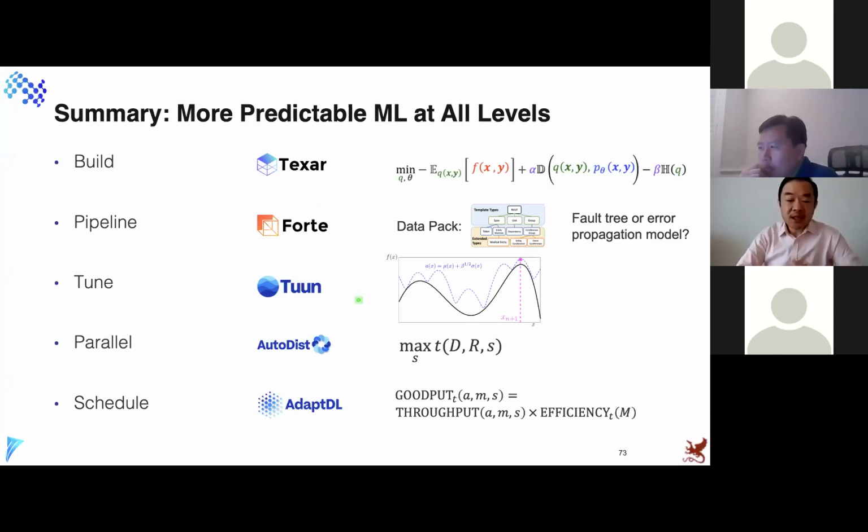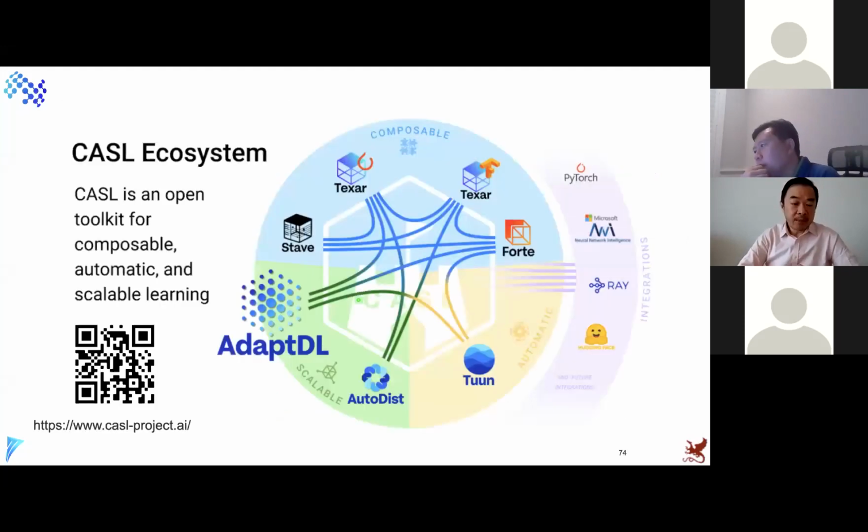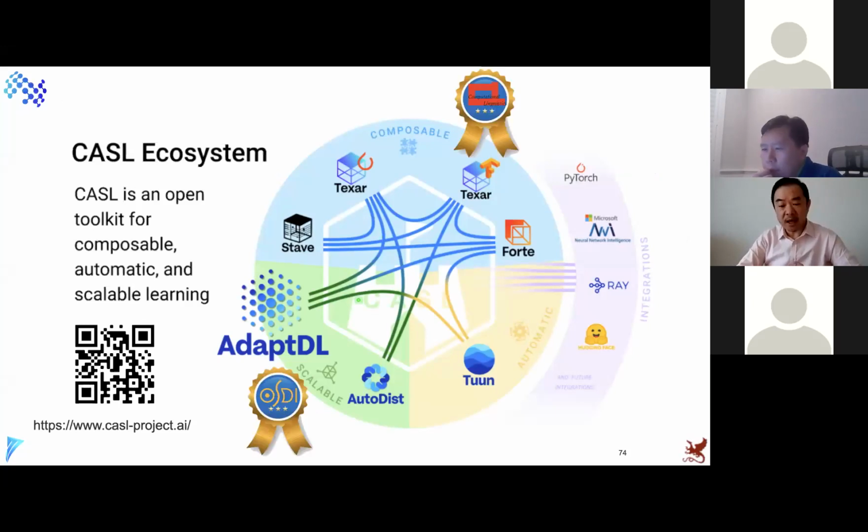All the tools I just mentioned are publicly available in this GitHub repository called Castle. And some of the work was recognized recently with best papers at ACL and OSDI. But we are also working very heavily on integrating our tools with existing paradigms such as PyTorch, Microsoft MI, Ray, and Hugging Face, and so forth, so that people can really take advantage of our open source tool with existing good solutions in other domains.